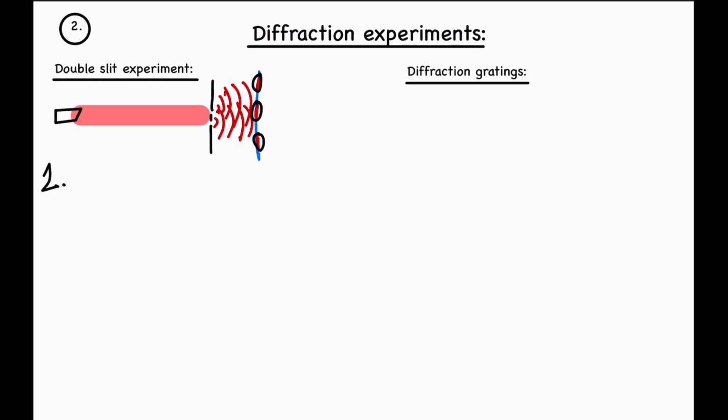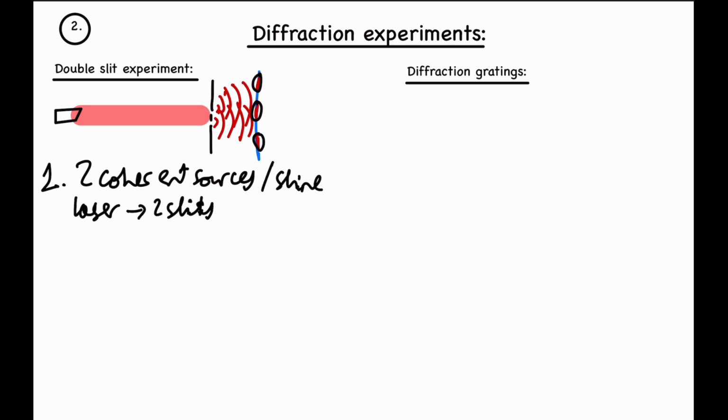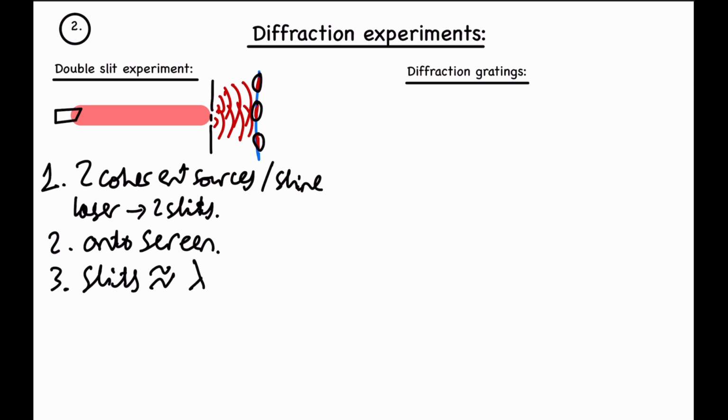So first, you could use two coherent sources, so different to this one, or you could shine a laser through two slits, which is what we would do in this setup here. Then we would shine it onto a screen like we did over here, and make sure that the slits are similar length to the wavelength, so that you get most diffraction.